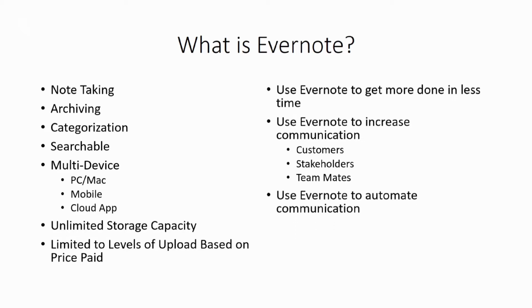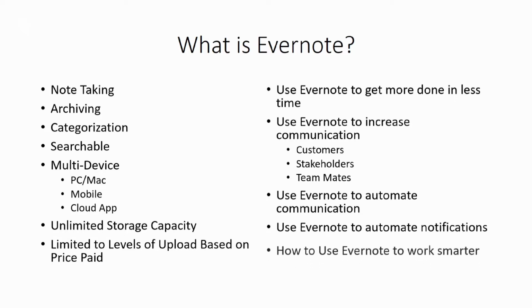One of the key features of Evernote in that way is that Evernote can be used to automate communication. It can also be used to automate notifications. Basically, Evernote can be used to work smarter, especially by using its automation features. And so as a result of that, in this course, we're going to be focusing on how you can automate communication and notifications so that you'll be able to work smarter.